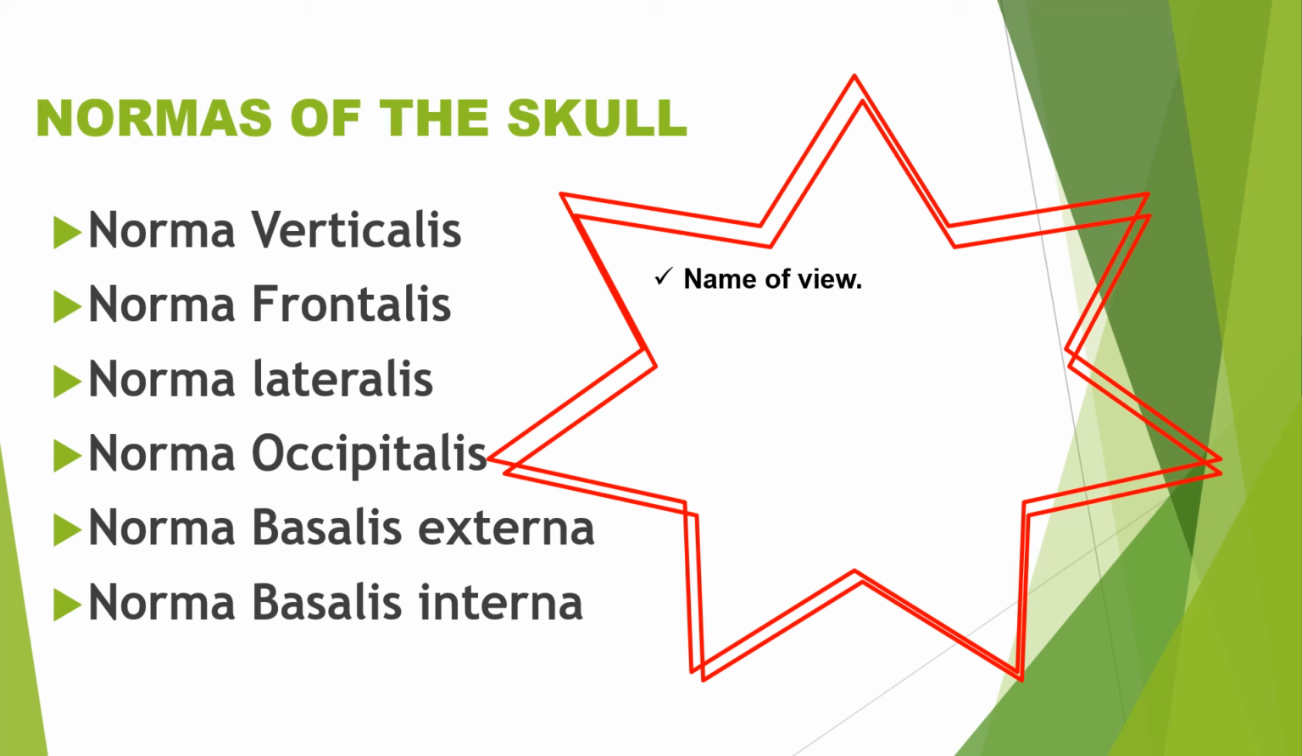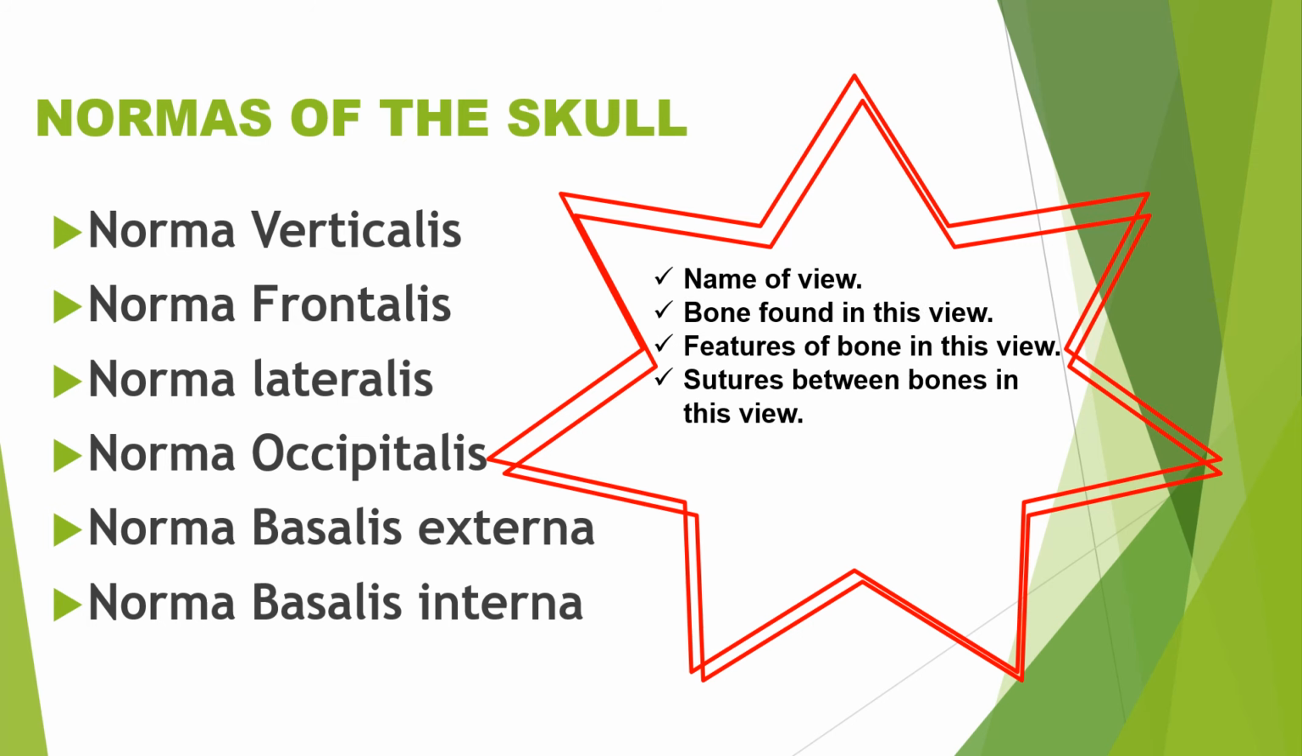First, when you talk about any view, when you see the skull and start to describe it, mention the name of the view, mention the bones found in this view, features of the bones in this view, sutures between the bones in this view, foramen and the structures passing through this foramen in this view. To remember this for any norma of the skull, can you follow this? You can memorize every part of the skull.